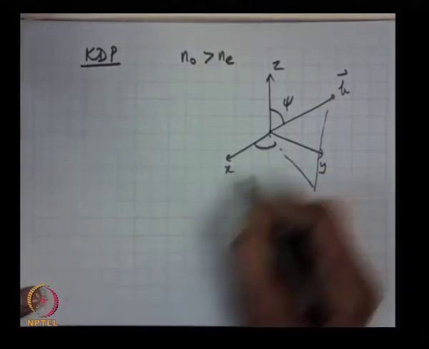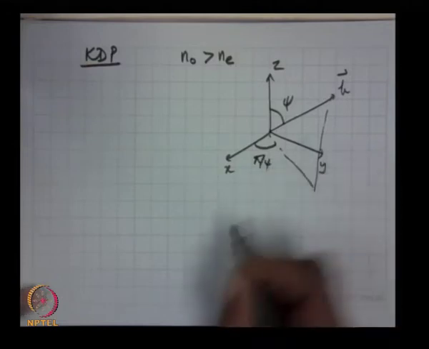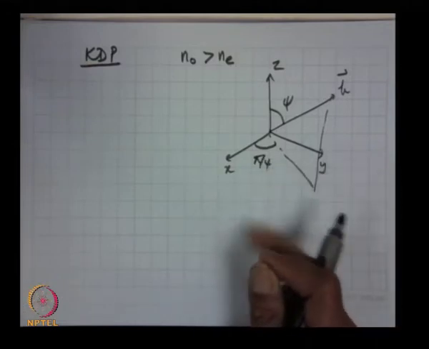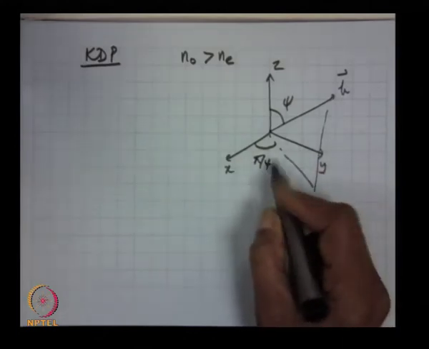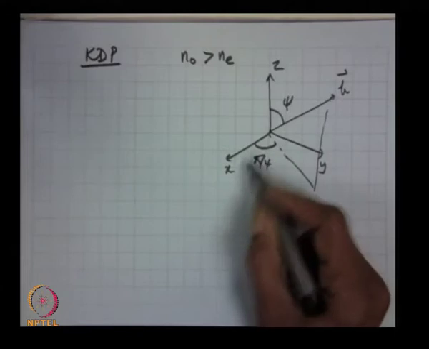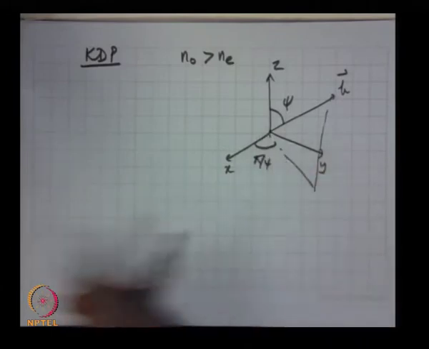45 degrees, pi by 4, so that the effective nonlinear coefficient maximizes. Otherwise, as we found, there is a sine phi term coming, and that becomes 0 if you propagate in the xz plane or the yz plane. Okay, so we had looked at second harmonic.